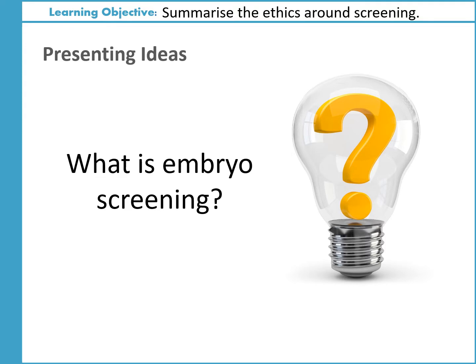Okay, so now we're going to move on to the main idea of the lesson, which is about embryo screening. So hopefully you can recall from your lessons about reproduction that when the egg and the sperm combine, fertilization takes place, and initially a zygote is produced, and that divides and divides to form the embryo, the fetus, eventually the baby when it is born.